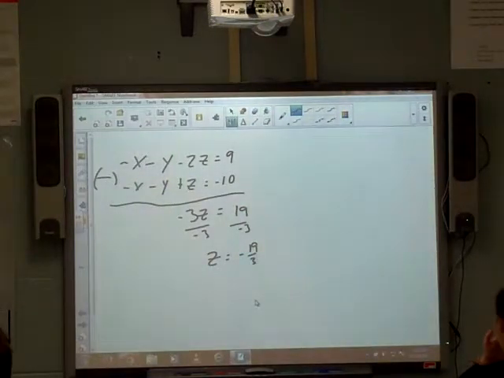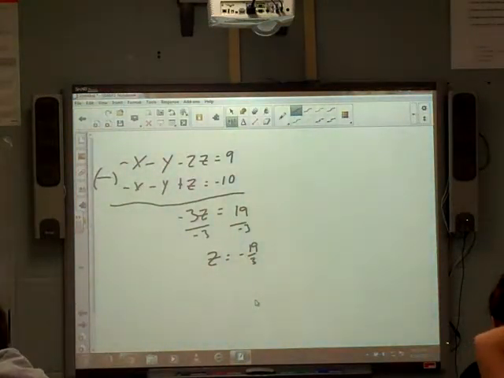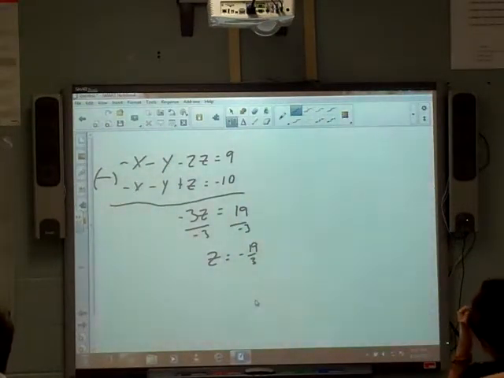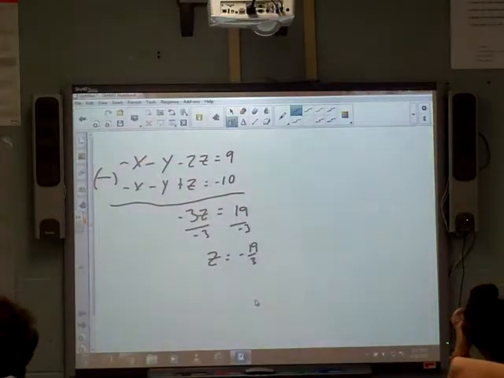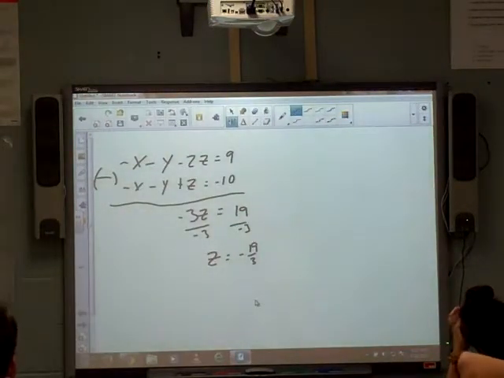Alright, which two do you want to do now? Now we have z. But we don't have anywhere that's only got one z to plug that into, so we've got to get another new one without a z. We need to get rid of the z's. Do the second, third one.